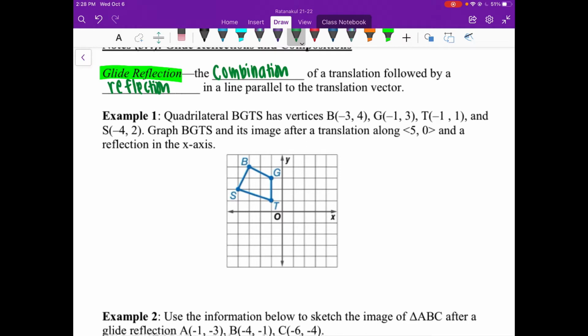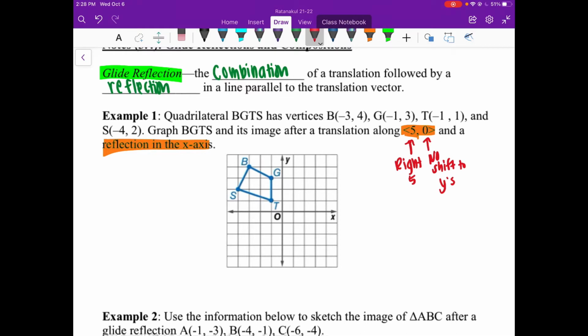So let's look at this first example. They give us a quadrilateral and they already graphed it. They want us to translate along the vector 5, 0 and then reflect in the x-axis. Just a reminder, when you're looking at a translation vector, the first number tells you left or right. So this means we are moving right 5. And this 0 here means no shift to your y's. So we're not going up and down at all with our y values.